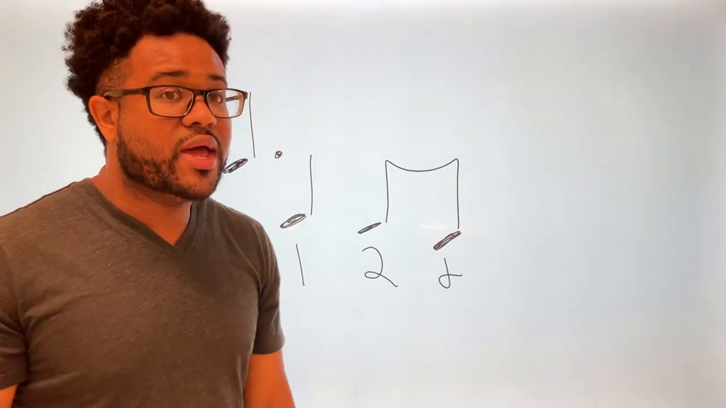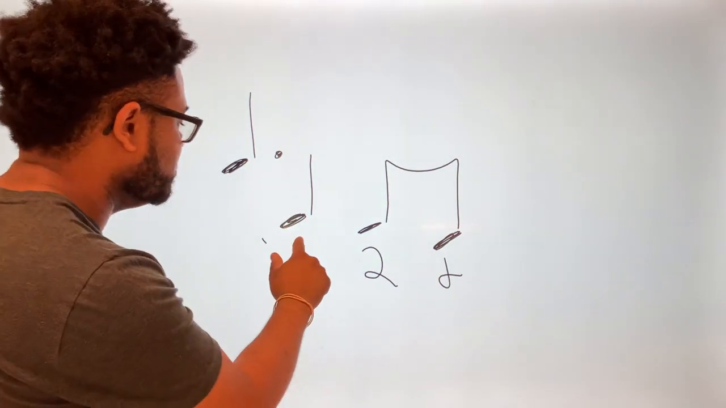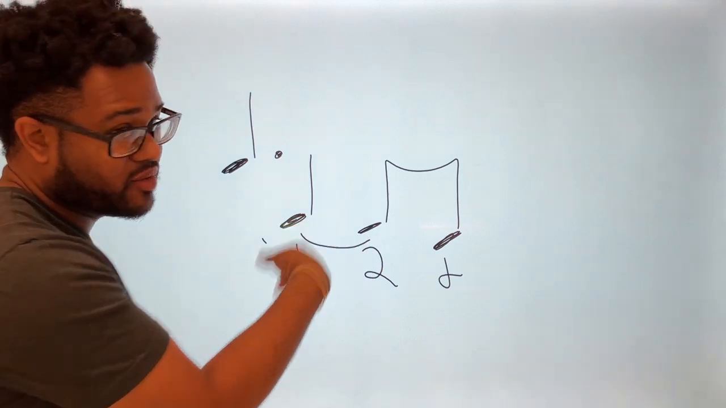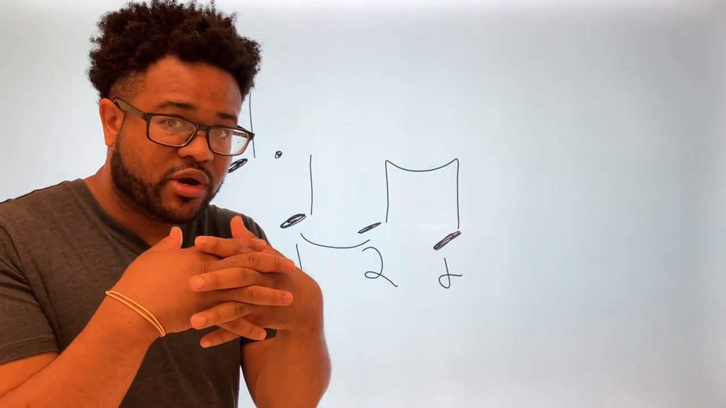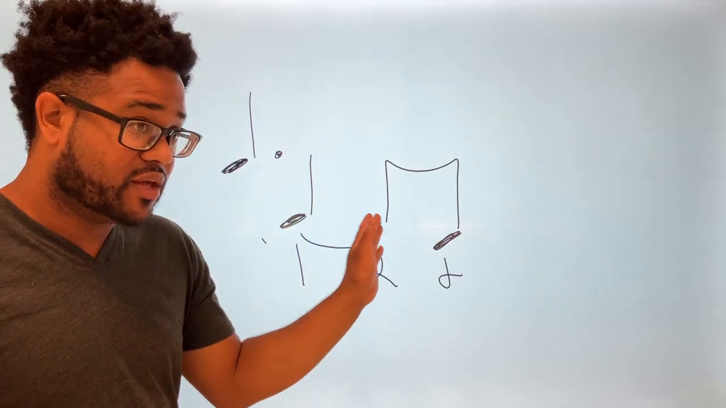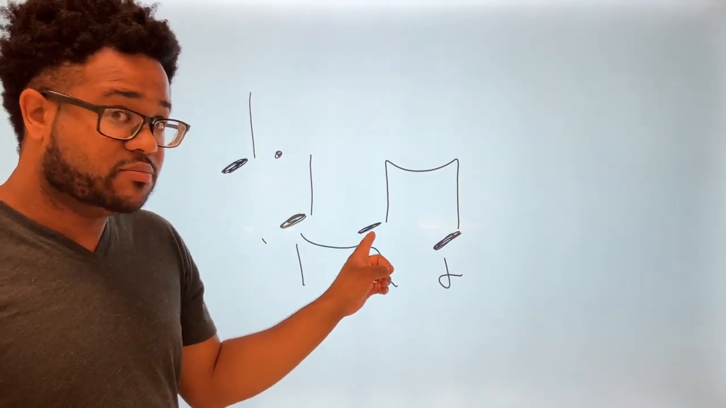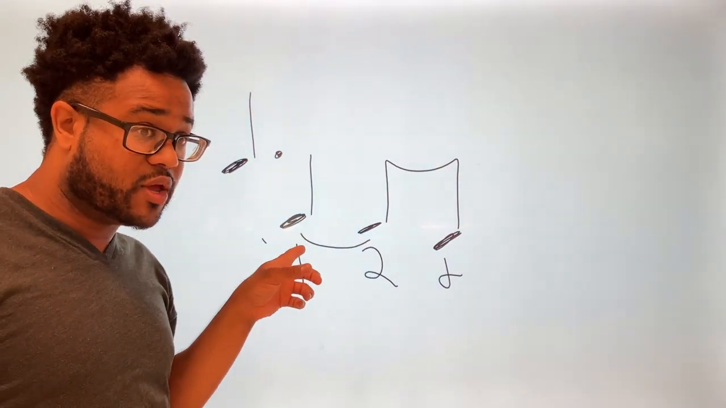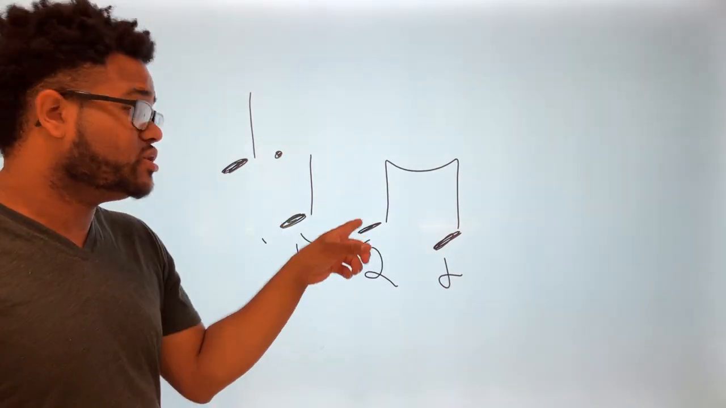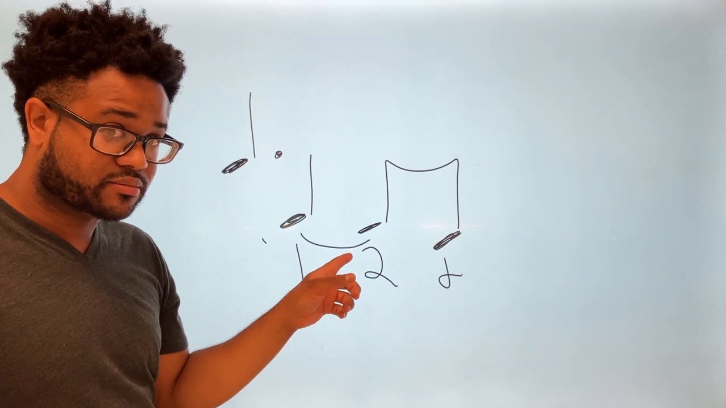Now, what we're going to do is add a tie. This swoop right here, that's called a tie. Whenever you see this swoop, it means you're going to combine the notes together, okay? You're not going to re-articulate. So I'm not going to start this on beat number 2. I'm not going to clap on 2 anymore because I just tied beat 1 to beat number 2. Beat 1 and 2 are tied together right now.